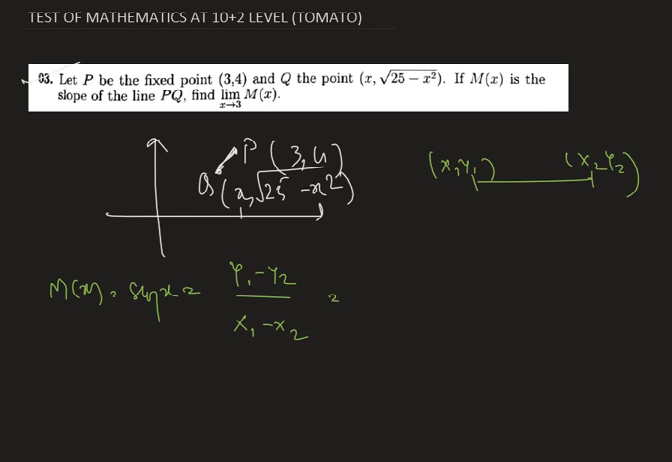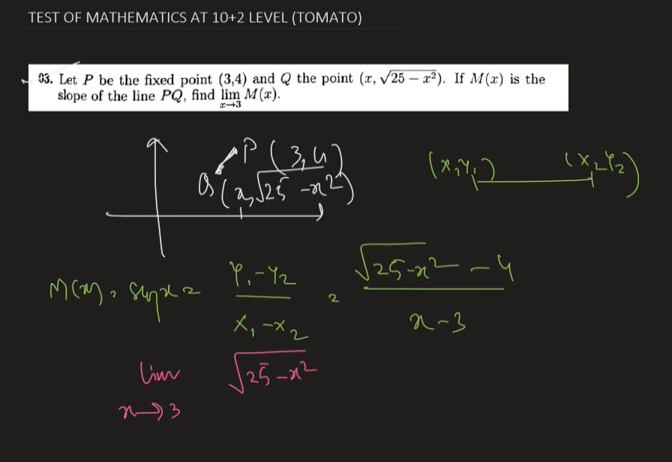Now here, let y1 be root over 25 minus x squared, that is the y coordinate of Q, and y2 is 4, that is the y coordinate of P, and x1 minus x2 is nothing but x minus 3. Now we have to find the limit as x tends to 3 of root over 25 minus x squared minus 4 divided by x minus 3.